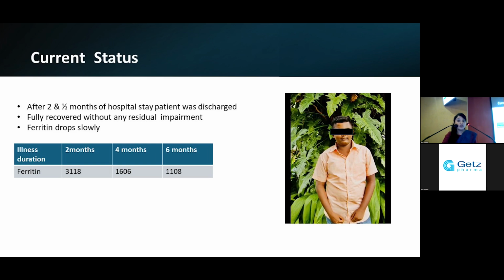However, the important point to note is that his ferritin drop was very slow. At the time of discharge, the ferritin was 3,000. After 4 months, it was 1,600. And even after 6 months, it's above 1,000. And this is our patient currently, an active young gentleman. And that was our success story.